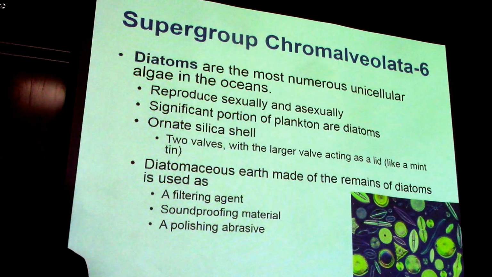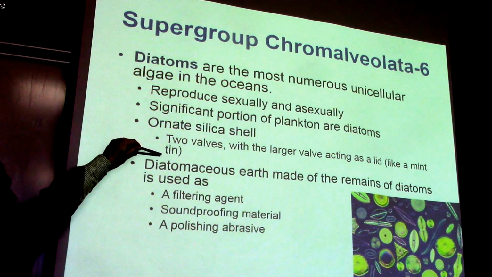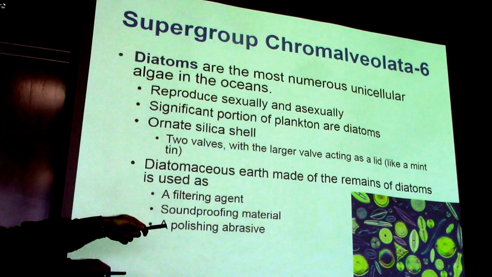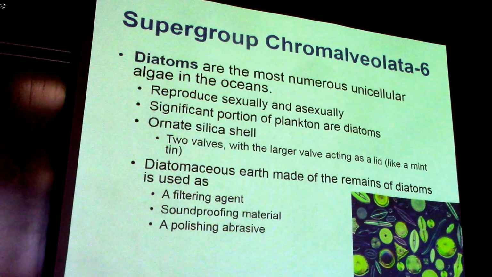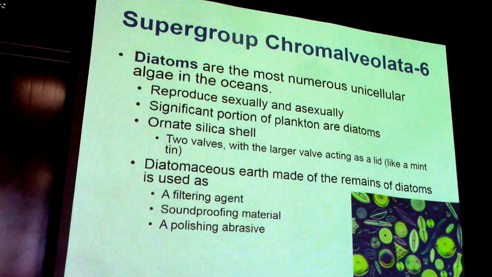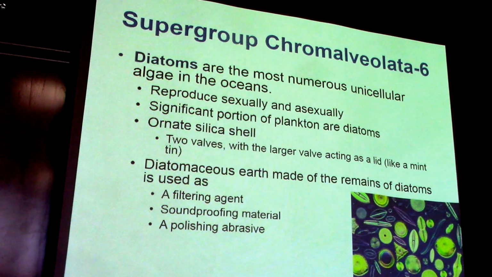So it has a top part, which is the lid part, slightly bigger than the lower part, as if it makes a cover or a lid on top of the bottom half of that tin. Some of those are circular, some are roundish, kind of spindly in shape. They also have a lot of uses. Diatomaceous earth, which is taken from parts of the ocean, is used as a filtering agent because it makes a very fine sand-like structure, which is a little bit expensive.